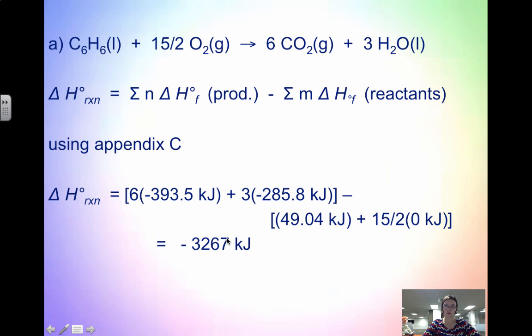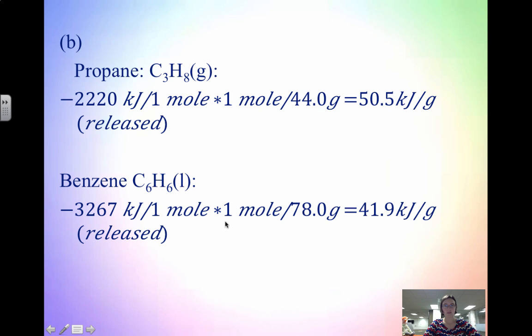3,267 kilojoules. So here we have kilojoules. You could also say kilojoules per mole because all of your values in Appendix C are given in kilojoules per mole. So for part B, it said to compare the heat in terms of 1 gram. So for propane, it's negative 2,220 kilojoules per mole. This is given to you in the problem.